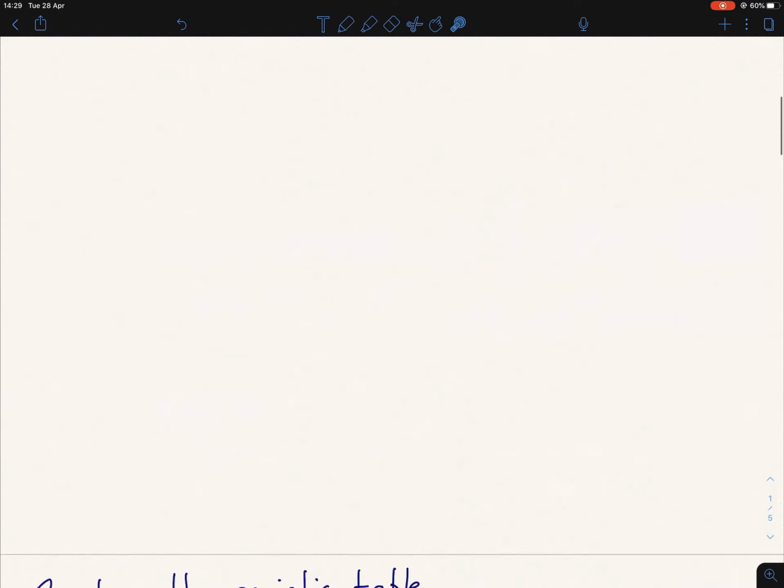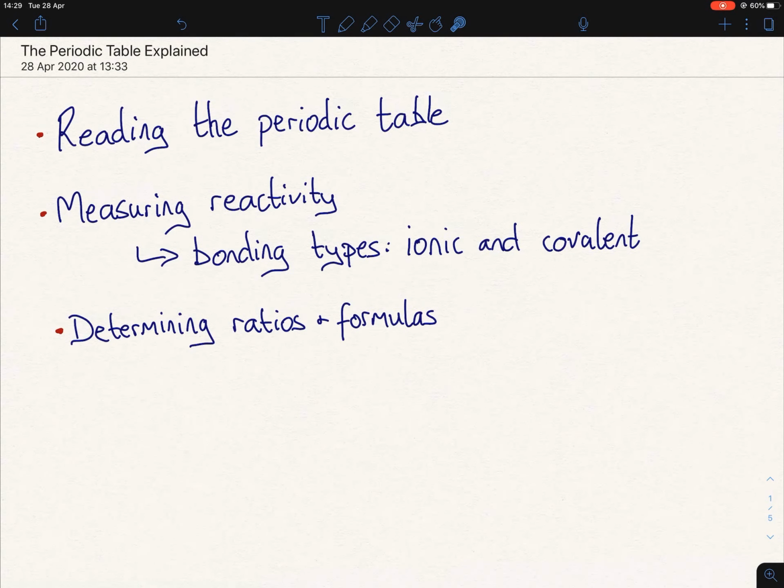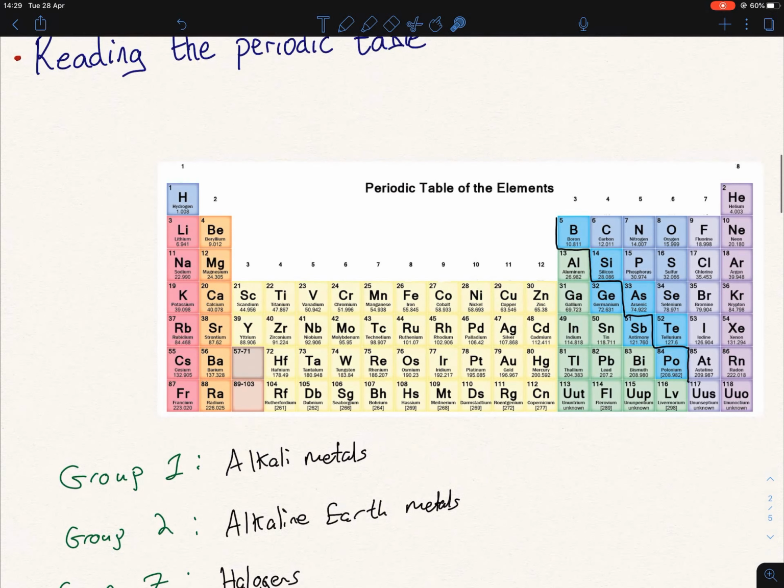So look, just to recap there very briefly, we went through this lesson how to read the periodic table. We figured out how to measure reactivity and why atoms are reactive and so forth. We had a brief look at ionic and covalent bonding. Again, we're going to look at this in more detail in the next video. And then our final part there was to determine the ratios and the formulas from using the periodic table. And again, when you're doing an exam, you're probably not going to have seen the ratio or formula before, and you'll just have to figure it out. But you have to be able to read the periodic table. It's so important.